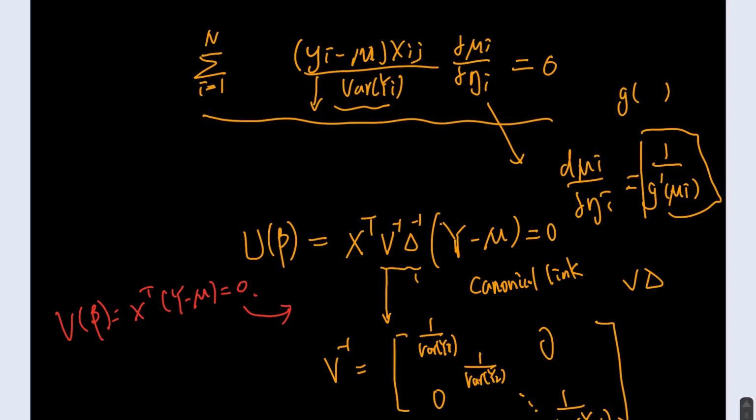The next video will be about canonical link. Okay, that's all I have to say about maximum likelihood estimation for the GLM model.